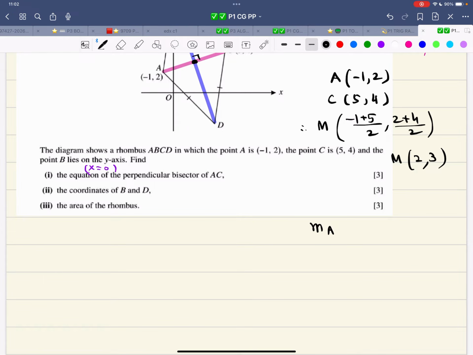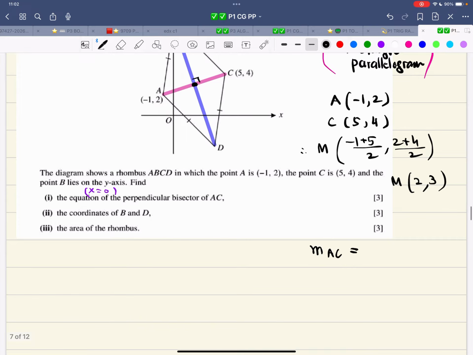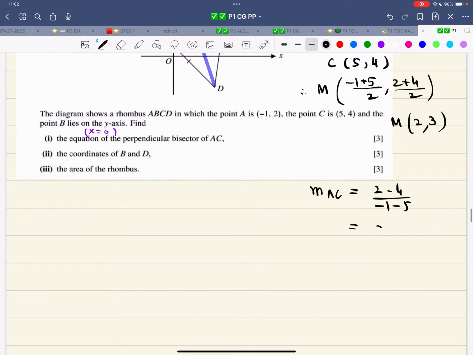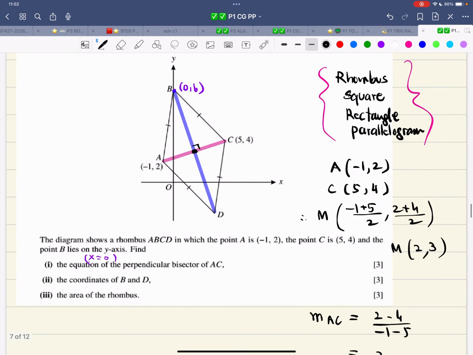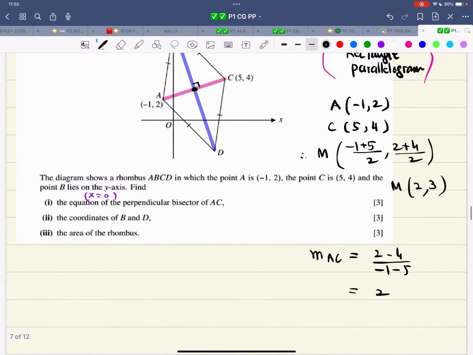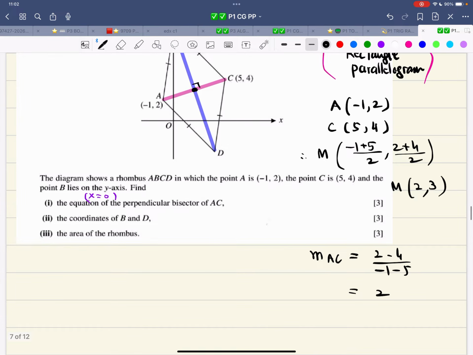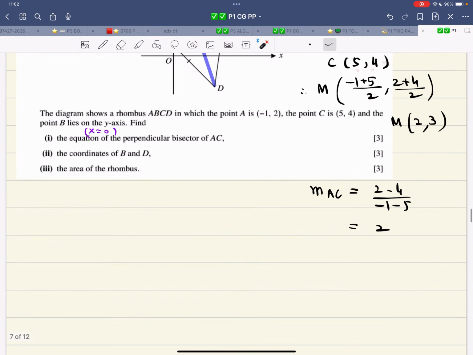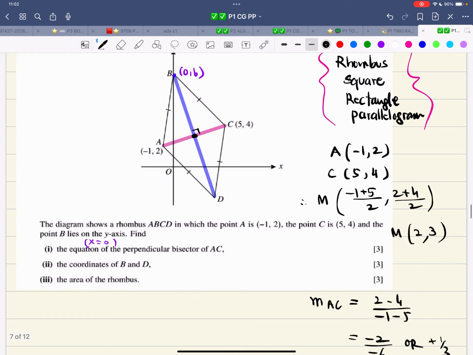Now, the gradient of AC should be 4 minus 2 over 5 minus negative 1. Let me write, double check: A is (-1, 2) and C is (5, 4). So 2 minus 4 is negative 2, and -1 minus 5 is negative 6. That comes out to be positive 1/3. Always a good idea to double check. Yes, it has a positive slope.